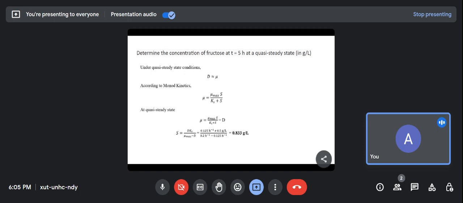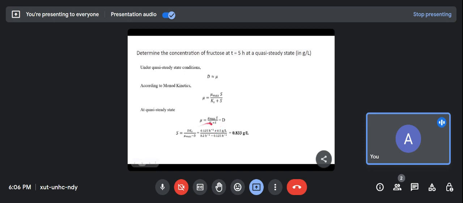According to Monod's kinetics, the growth rate is given by the formula mu equals mu max S by Ks plus S, where S is the substrate concentration. And at quasi steady state, you know the growth rate equals the dilution rate. So what you have to find in this case is S, the concentration of fructose. That is the concentration of substrate.